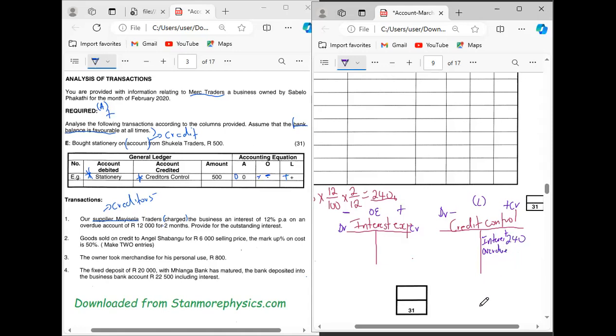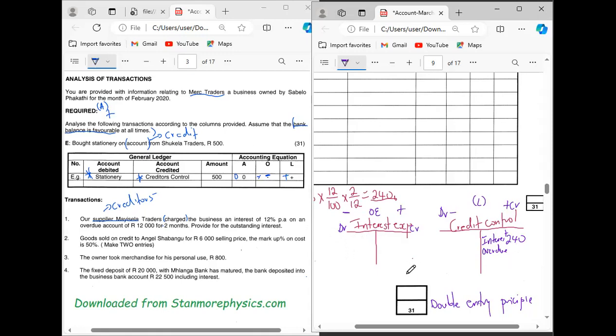And then the double entry principle. Now, guys, we can do what we call the double entry principle. One account must be credited while another account must be debited. And guys, when it comes to reality, that 240 is going to be an expense to us because it's an extra interest charged to us. Then it's going to be an expense.